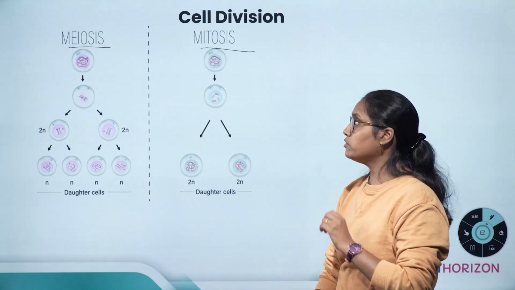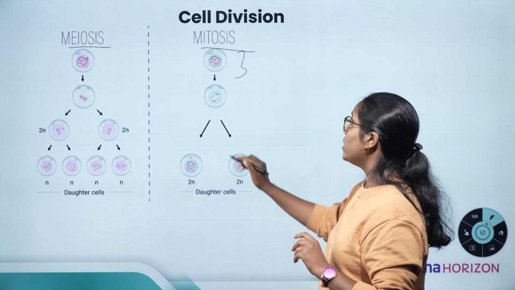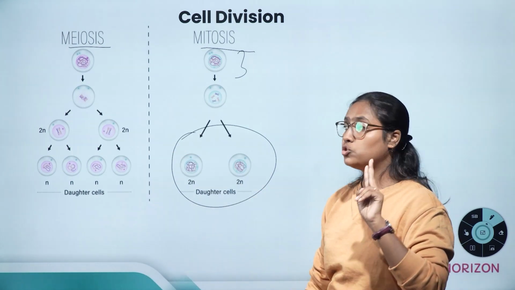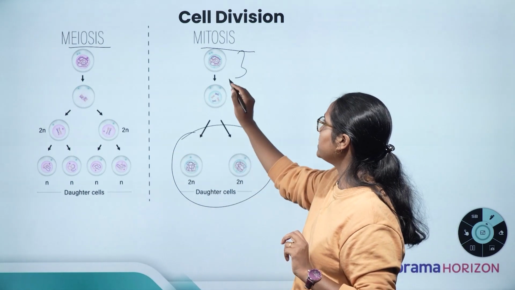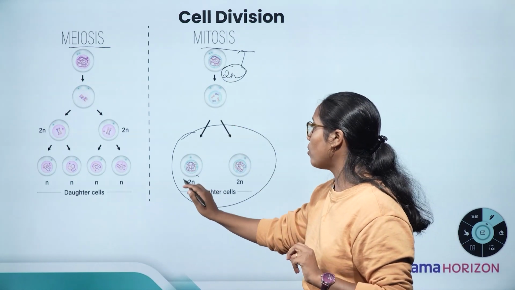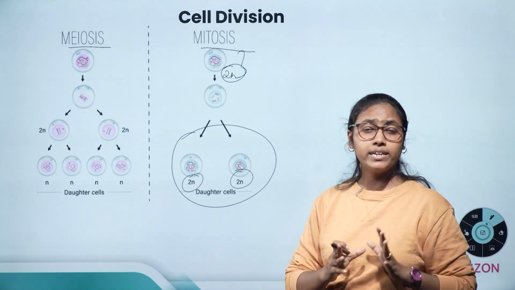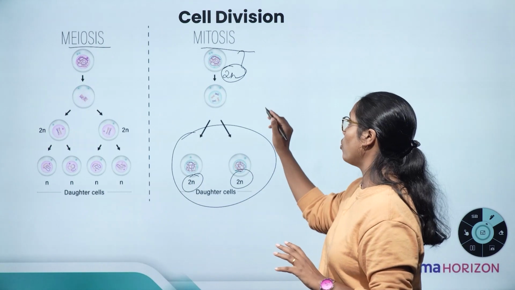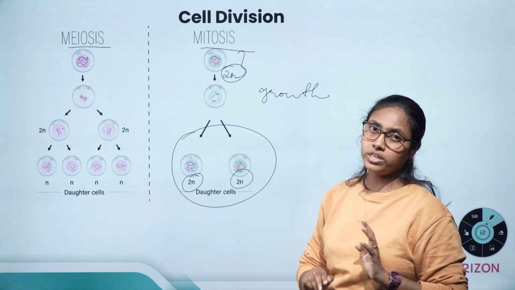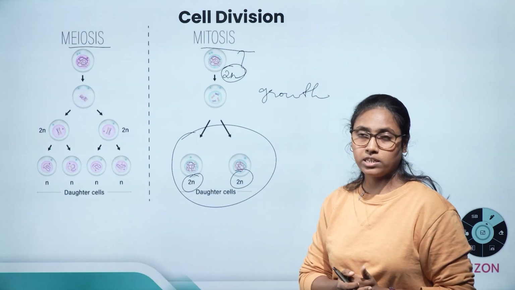In mitosis, one parent cell divides and forms two daughter cells. The parent cell is 2n and the daughter cells are also 2n. It is an equational division. It occurs during growth and development. When we fall and have a cut, this division takes place in our body.